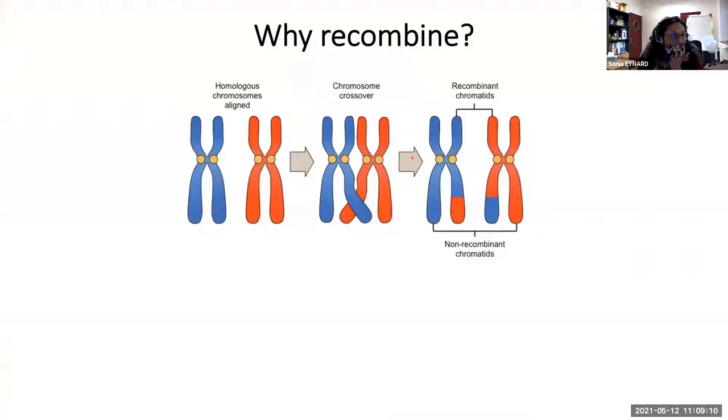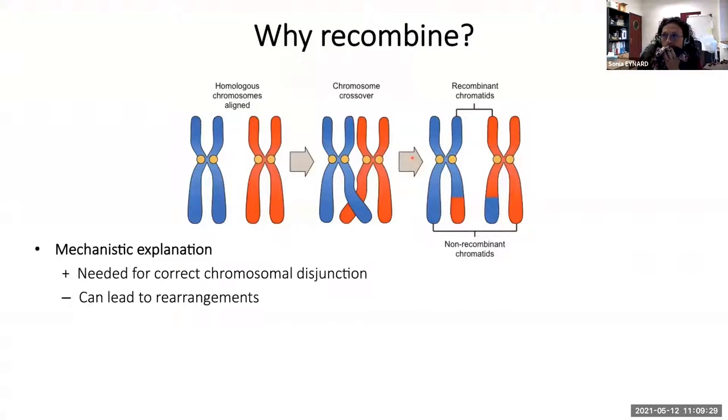Recombination is a process which occurs during meiotic cell divisions in sexually reproducing organisms, and it leads to the shuffling of genetic material from one generation to the next. It's a process which has both costs and benefits. Mechanistically, it's required for the correct chromosomal disjunction so that the correct number of chromosomes appear in each daughter cell. Without it, aneuploidy can occur, which is severely deleterious, but it can also lead to rearrangements, which are also a deleterious outcome.